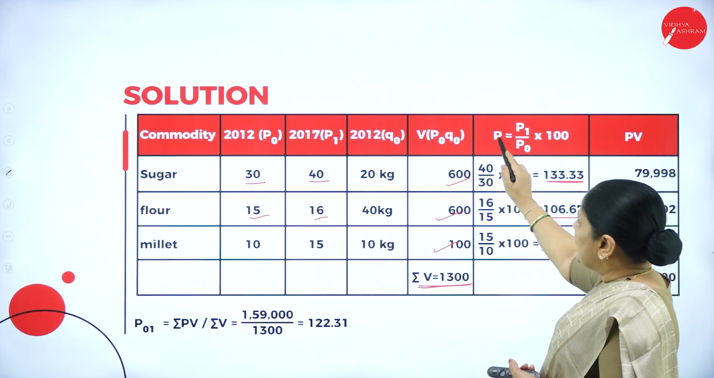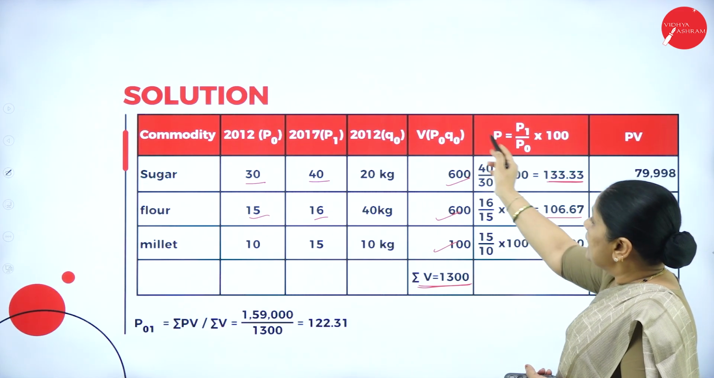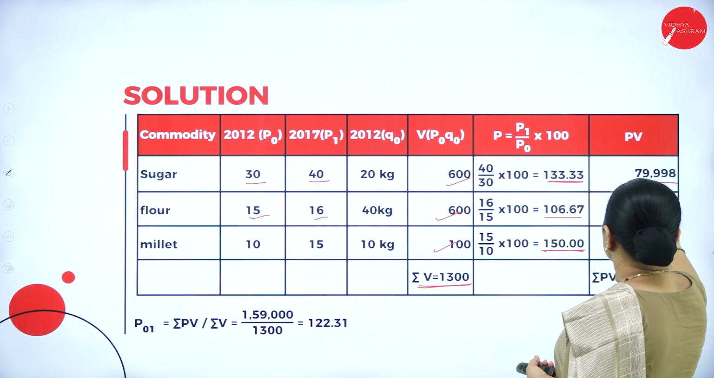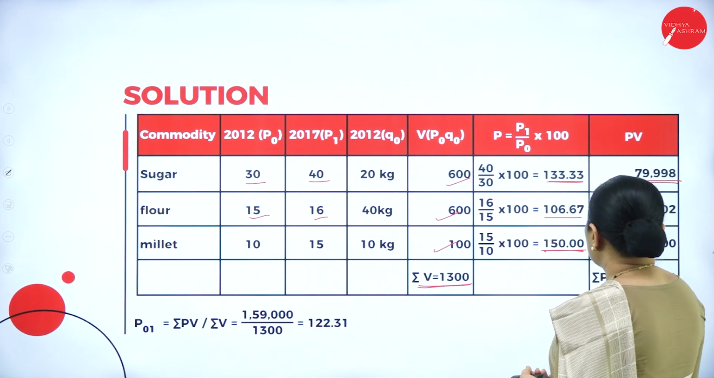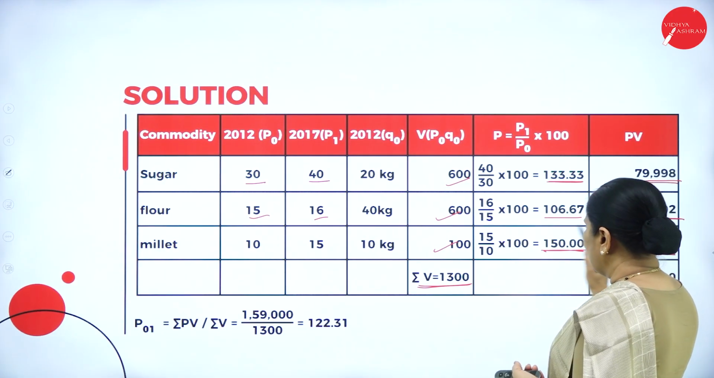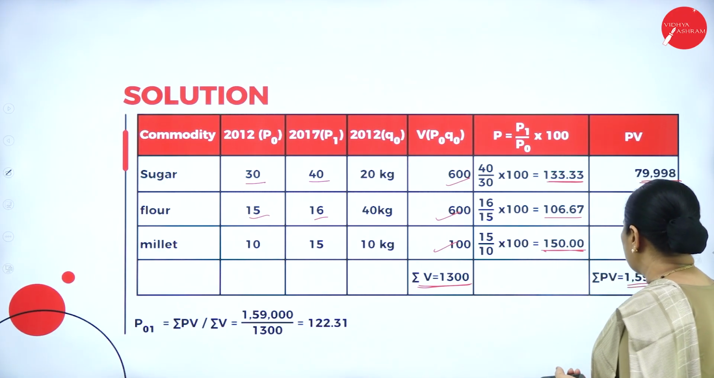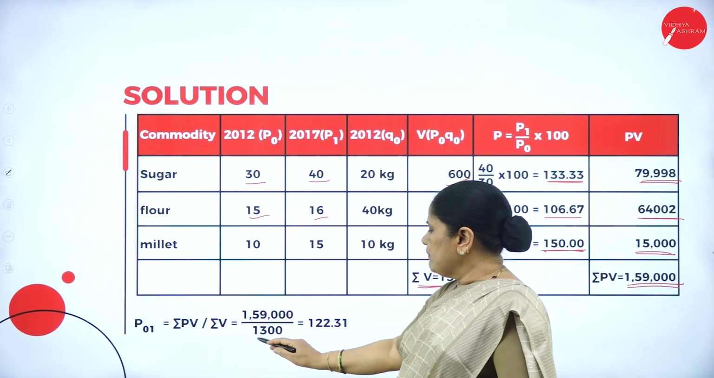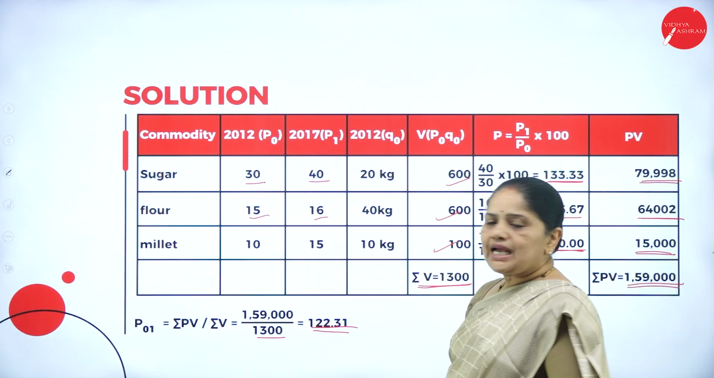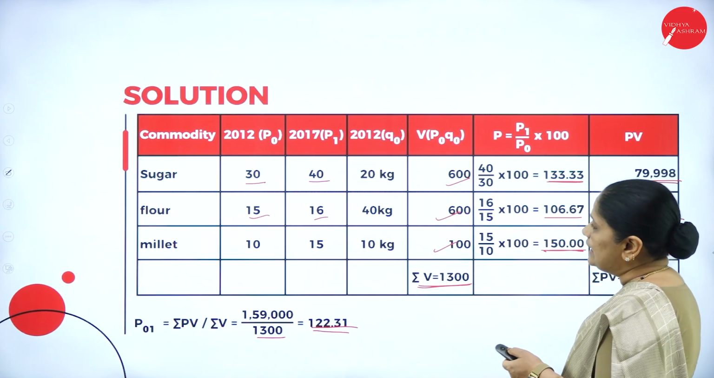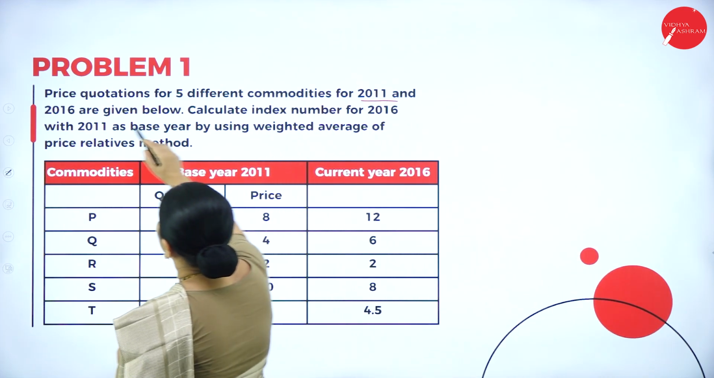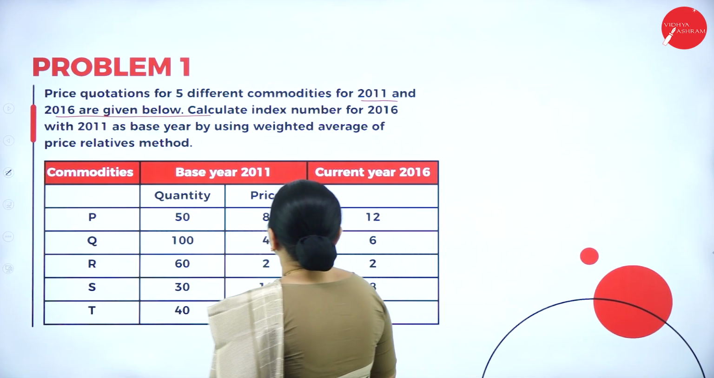Now this price relative, whatever we are getting, into the V value. So 600 into 133.33, it is 79,998. So 600 into 106.67. The same way 100 into 150. We get the total as 1,59,000 divided by summation V, that is 1,300. We get the price index number as 122.31.